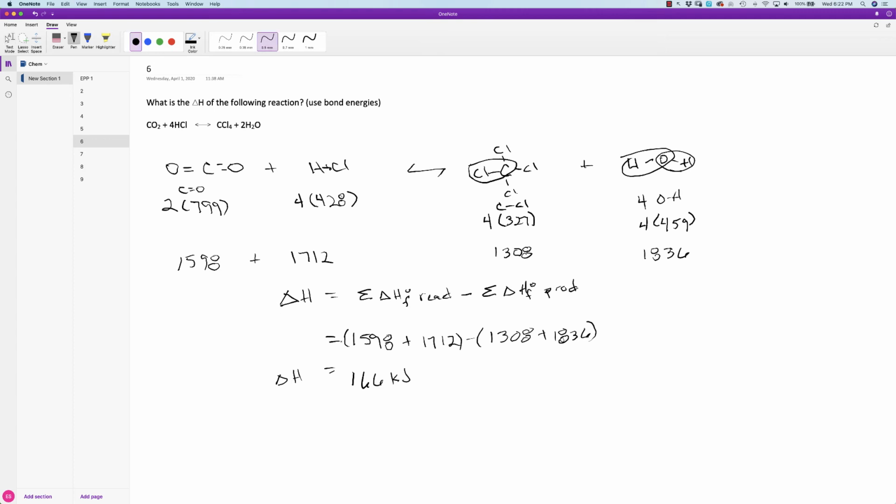Okay, you notice that it's positive. So what does it tell us about this reaction? If it were negative, it would be over here on this side, which means that it's a product, but it's positive, which means it's endothermic. And we need to add this energy to this reaction in order for it to create those. And it'll get this from the environment usually. Okay, all right, that's number 6.